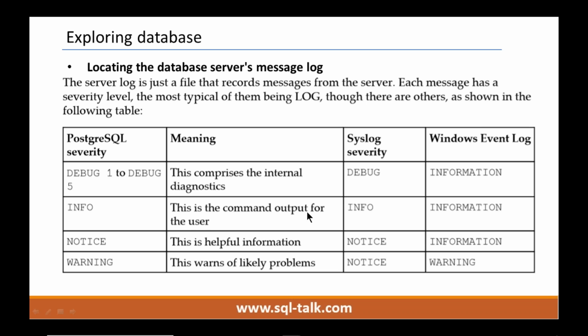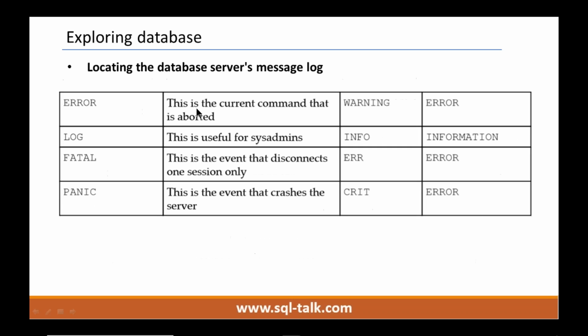Info is the command output for the user. Notice is helpful information, like recommendations, and there are warnings. In the log we can see the errors. Log is useful for sysadmins. Fatal and panic: fatal is the event that disconnects one session only, and panic is the event that crashes the server. These two are critical events which we have to handle immediately as admin.